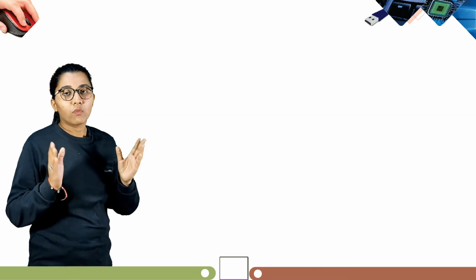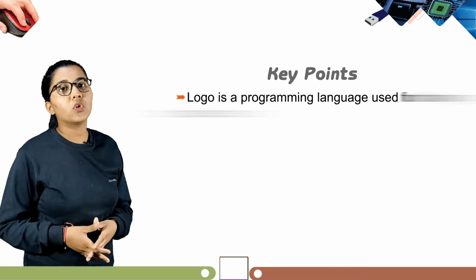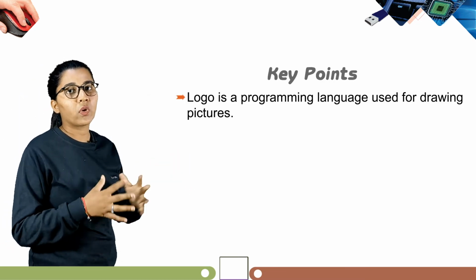Now students, what we have learned in this chapter, let's have a quick look at some key points. Logo is a programming language used for drawing pictures.